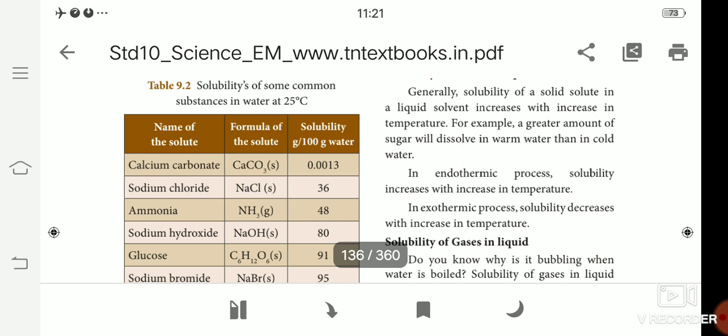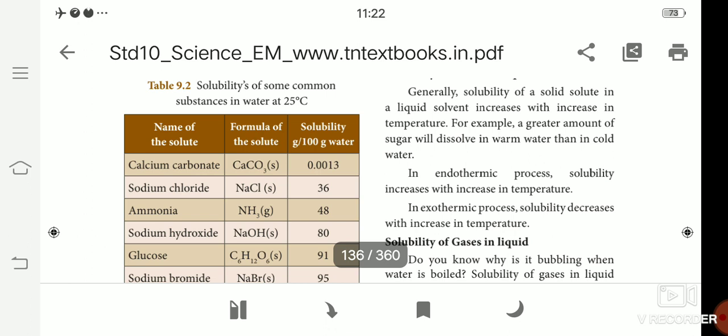Next are the factors affecting solubility. There are three main factors: the nature of the solute and solvent, temperature, and pressure. First, the nature of the solute and solvent. How does it affect solubility? Water is the universal solvent, as we already know, but it cannot dissolve everything. So the nature of the solute and solvent plays an important role in solubility.